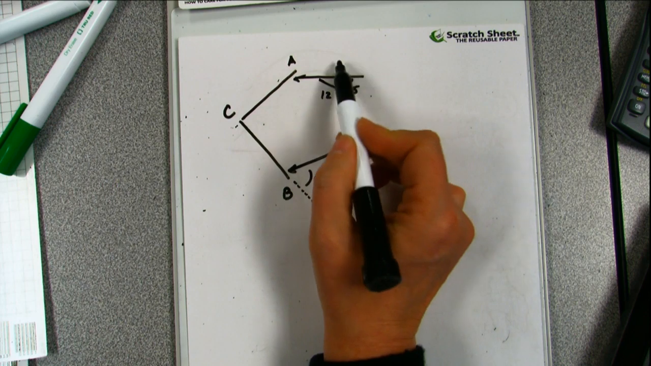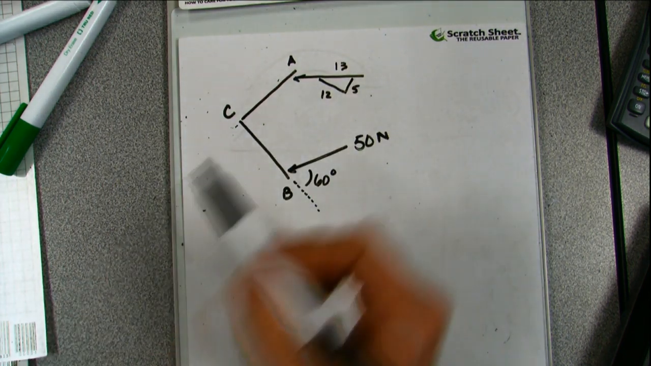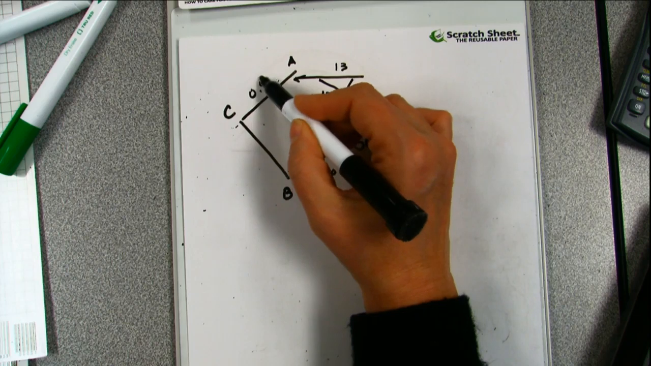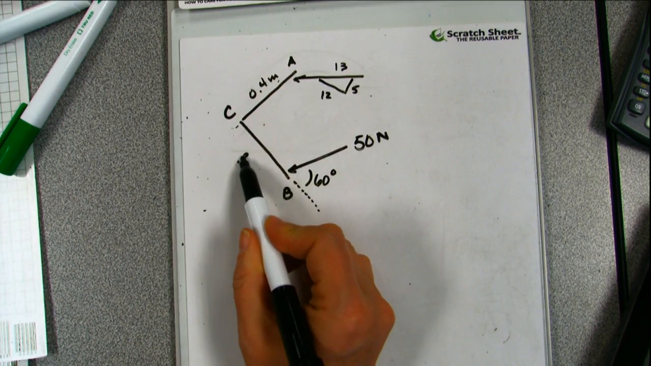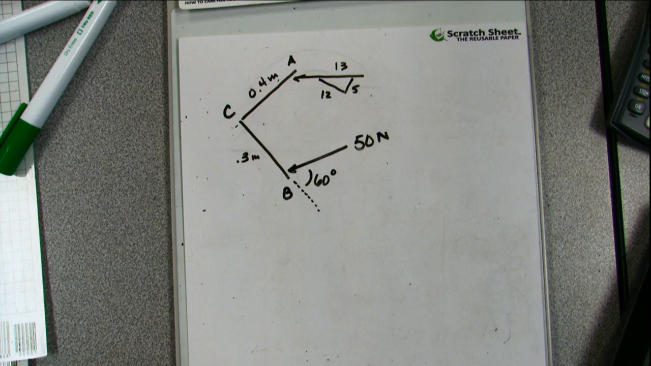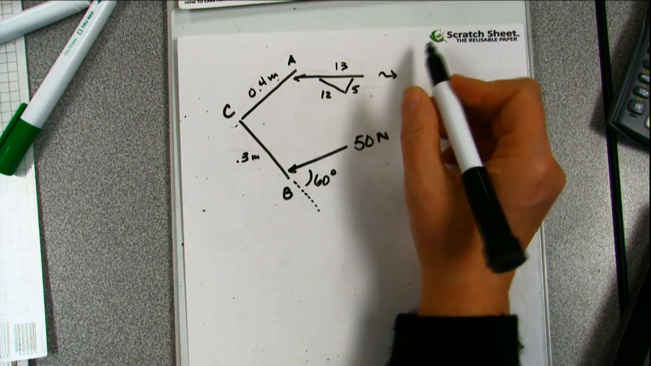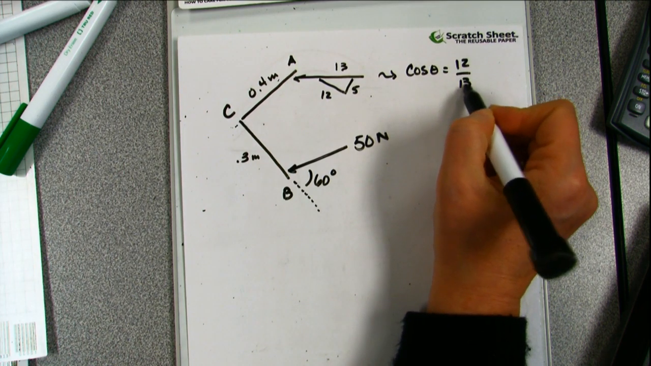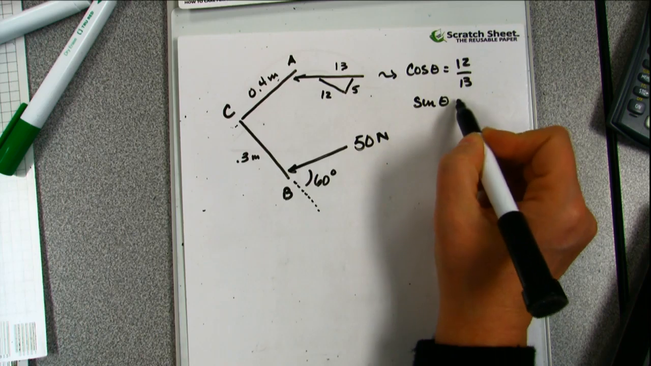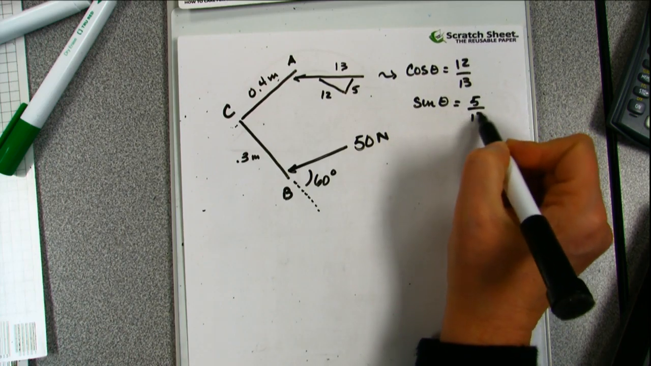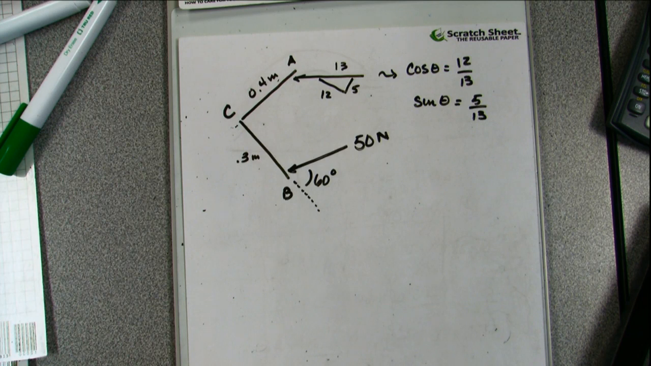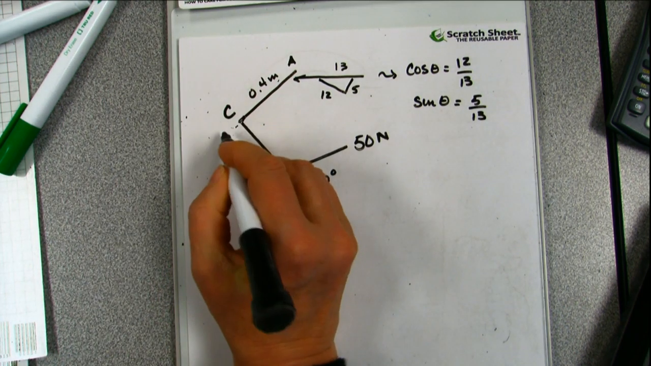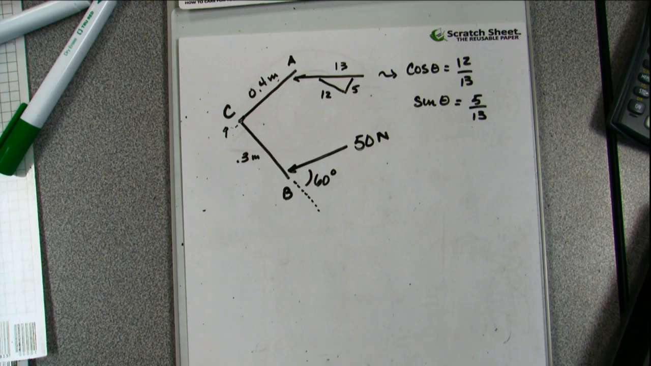We're told that this is a 12, 5, 13 triangle. This is at 0.4 meters. This is at 0.3 meters. If I do this, I'm going to write out cosine of the angle is equal to 12/13, and sine of the angle is equal to 5/13. So if a 50 newton force is applied at B, determine the moment about C.